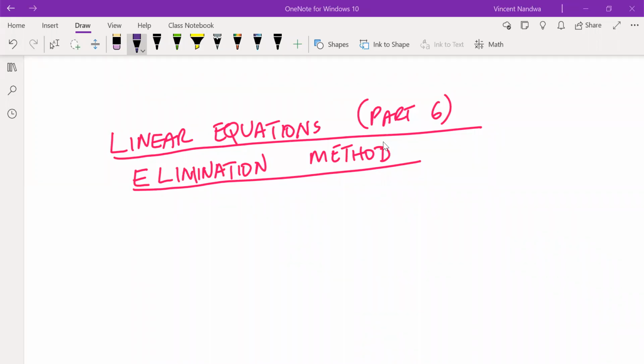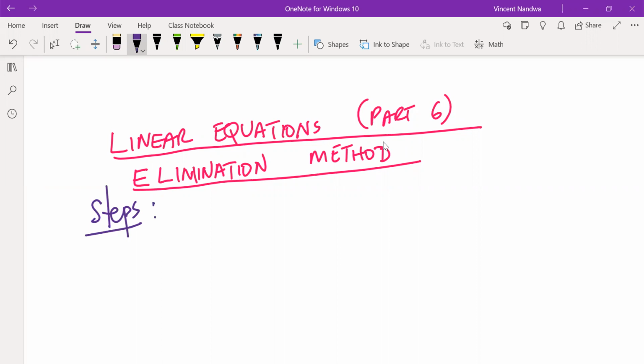Welcome. So here we are going to demonstrate how to solve simultaneous linear equations in two unknowns by elimination method. So let's start, give the steps, and then we'll give examples to illustrate how the method works.